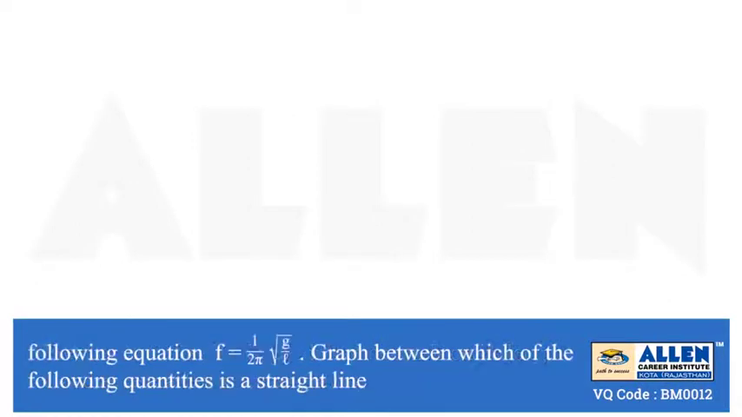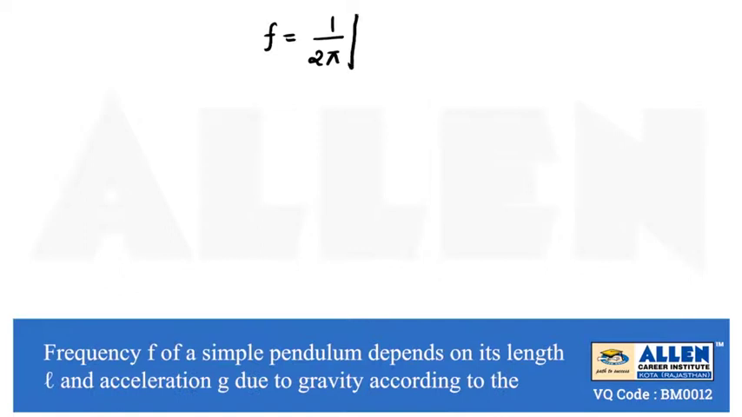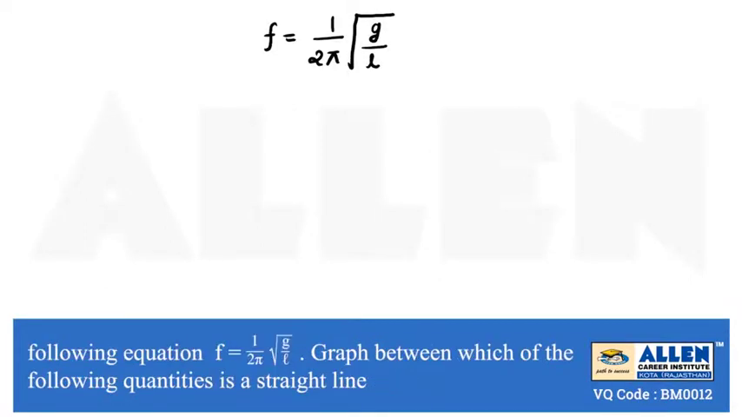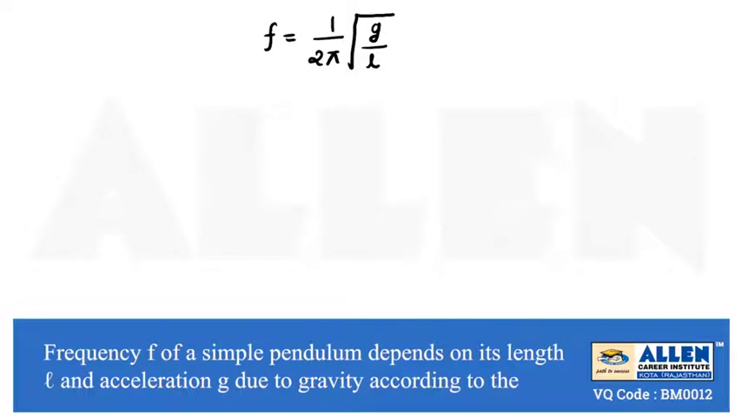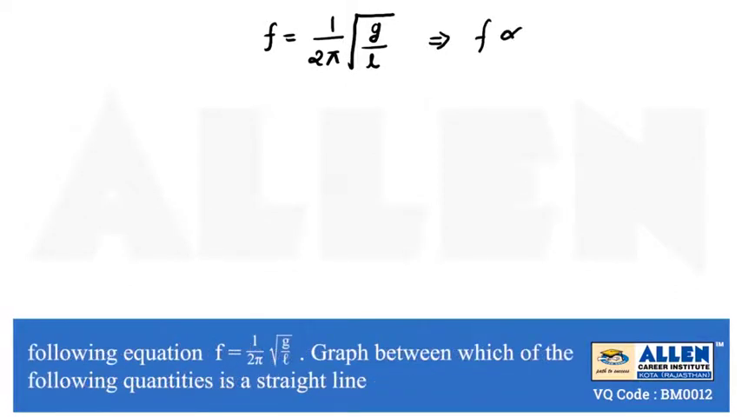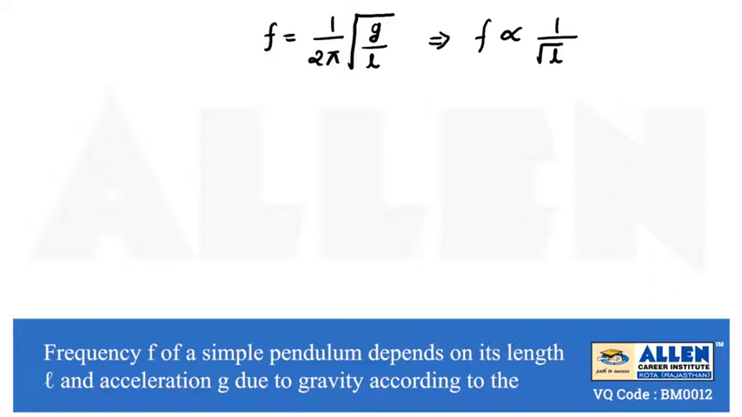First we write the relation which is given as f equal to 1 by 2 pi root of g over L. Here we can see 1 upon 2 pi is constant, and g, the acceleration due to gravity, is again constant. So we can simply rewrite that f is inversely proportional to root of L. Remaining quantities are constant. Now we have to see options one by one where the relation comes out to be a straight line.